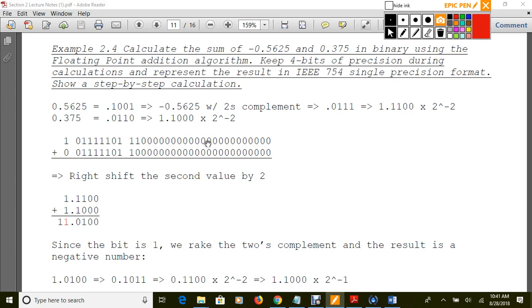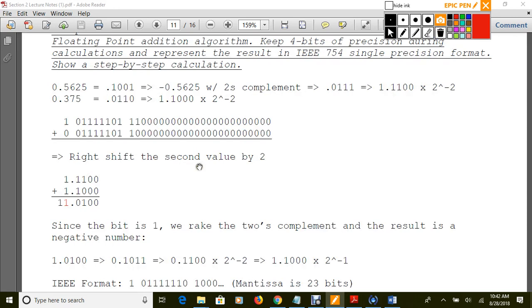So in this case, 0.1001, we take 2's complement, comes out like this. We take out all the way to the Mantissa. Since we're going 1, 2, it becomes 2 to the negative 2, right? 0.375, it's 0.0110, so we leave that alone. 1 plus 1.1000 times 2 to the negative 2, and it gives us these results. 0.5625 was negative, so the sign bit is 1.